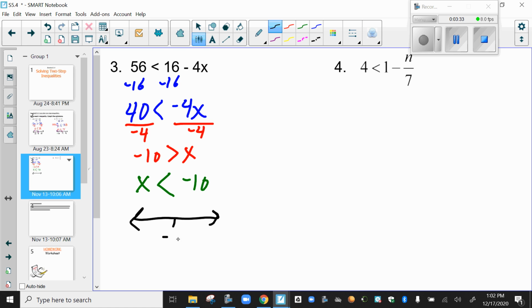I'll go back in here, put negative 10 in the middle, up 1 here, down 1 on this side. And then I'm going to do an open circle because there's no or equal to line. That's line going up and going to the left.